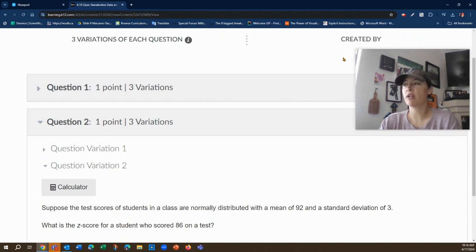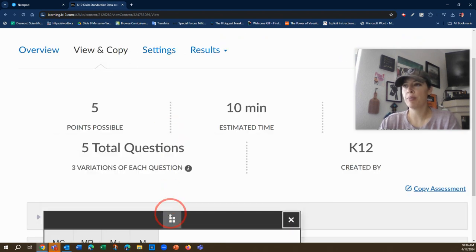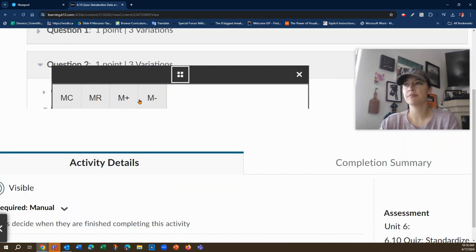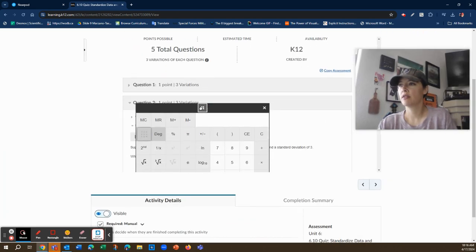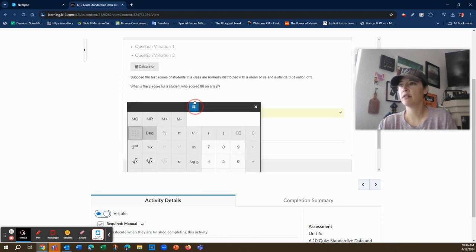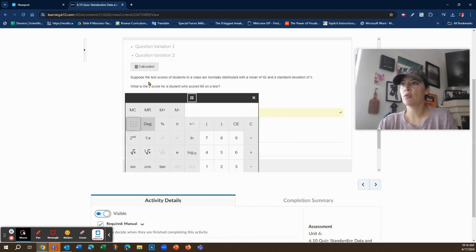Okay, so the z-score again, we're going to go ahead and bust out the calculator that's here on screen. We're going to try to remember that formula and just plug it in. All right, so the test scores of a student are normally distributed. 92 is the average, with a standard deviation of 3. What is the z-score of a student who scored 86 on the test?